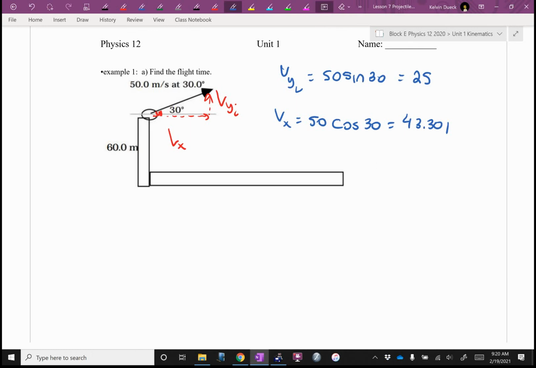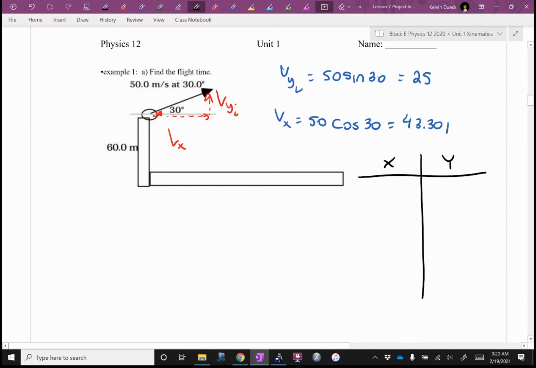Now, is this a projectile? T table. I'm going to do my T table right here. Horizontal, vertical. What are my 2 physics no-brainers? AX equals, AY equals. And then I have 2 more things. I can say Vy initial is 25. That goes in the vertical column. Vx is 43.301. That goes in the horizontal column.